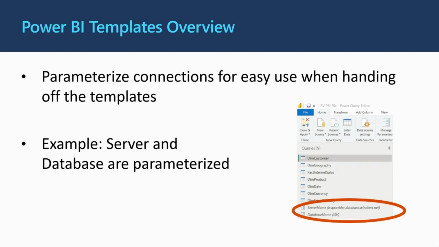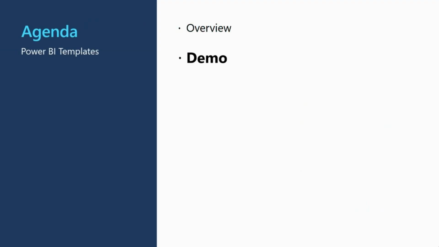A great way to make templates easy for handoff to other people is to parameterize the connection strings. You'll see in the demo that parameterizing the connection strings makes it very easy for someone to open up a template and very quickly enter in their connection parameters to connect to the data sources that you need them to and have them start working right away. So let's dive into the hands-on demo for today.